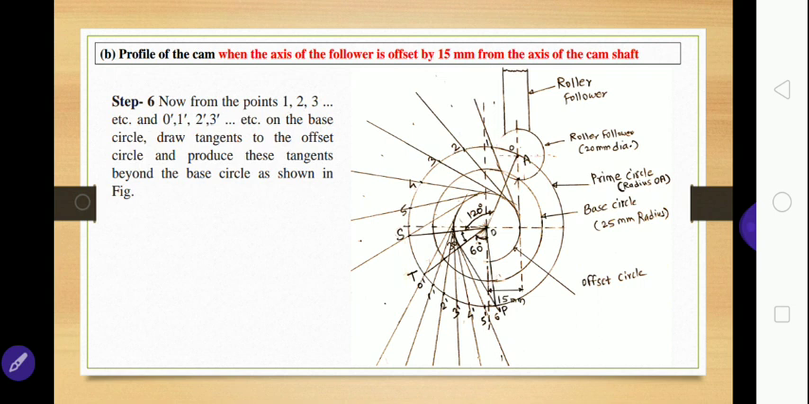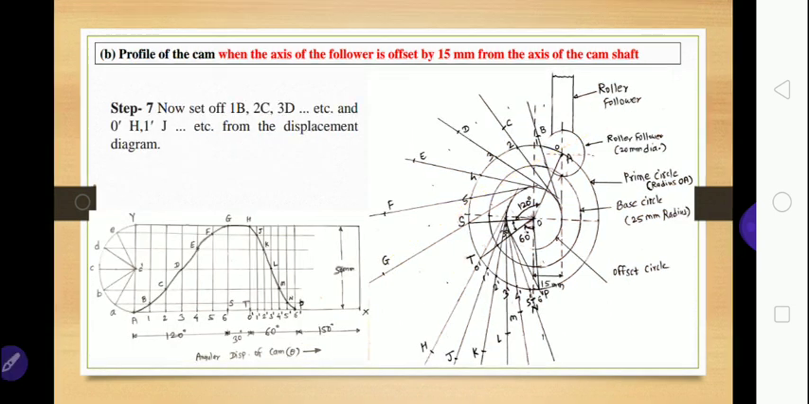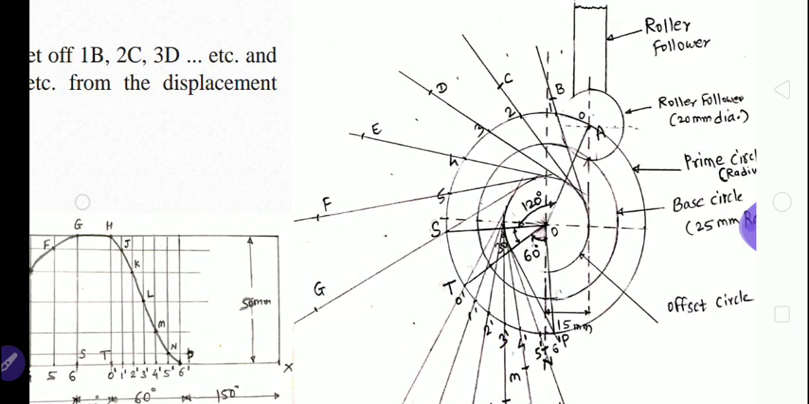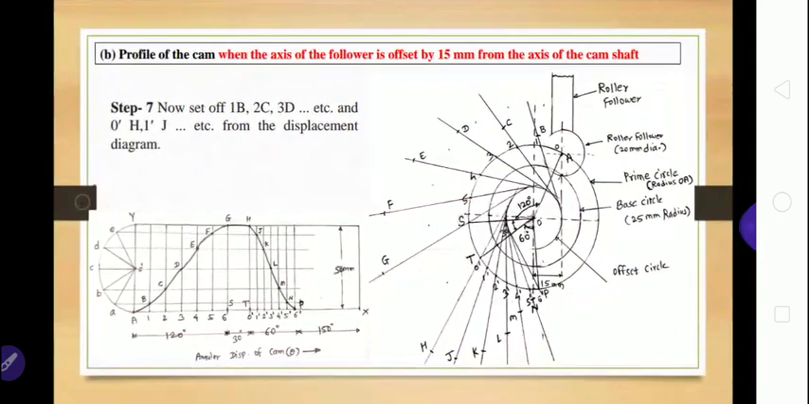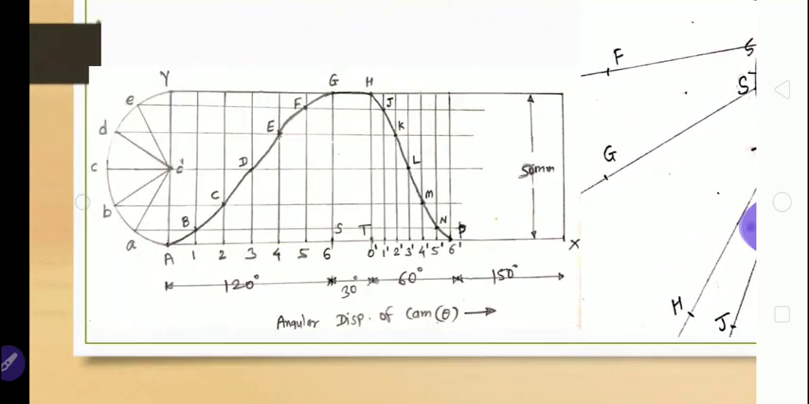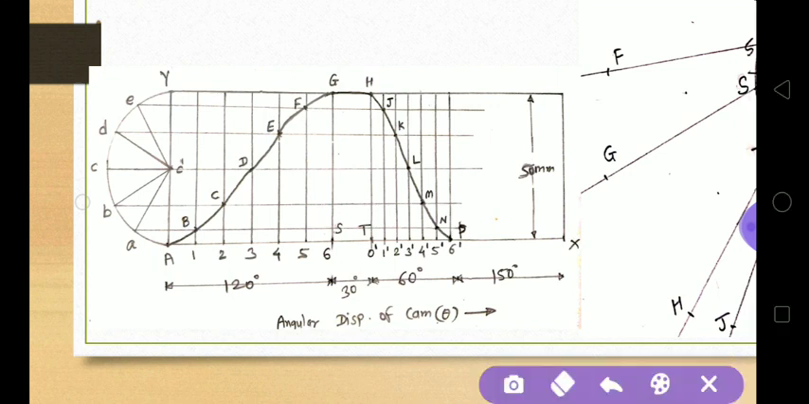We'll draw these tangents to the offset circle. This is our sixth step. In the seventh step, now on these extended lines of the tangents, we will mark the distances from the displacement diagram. In the displacement diagram, we know this distance C to 2 is nothing but the displacement of the follower during the rotation of the cam equal to 40 degree.